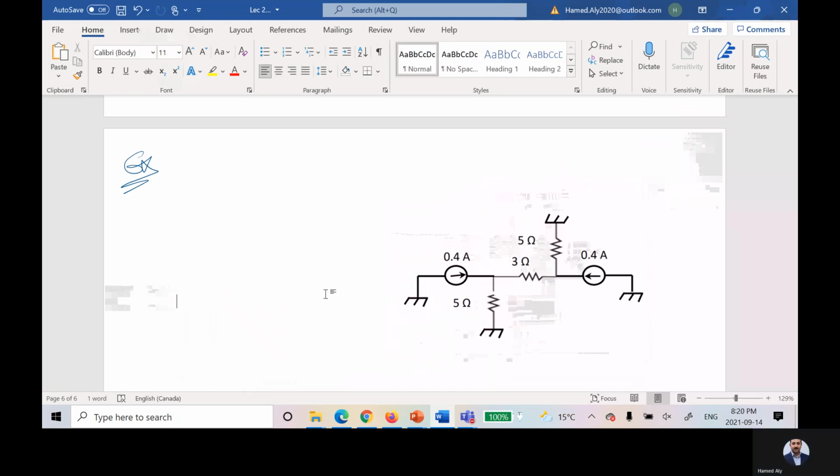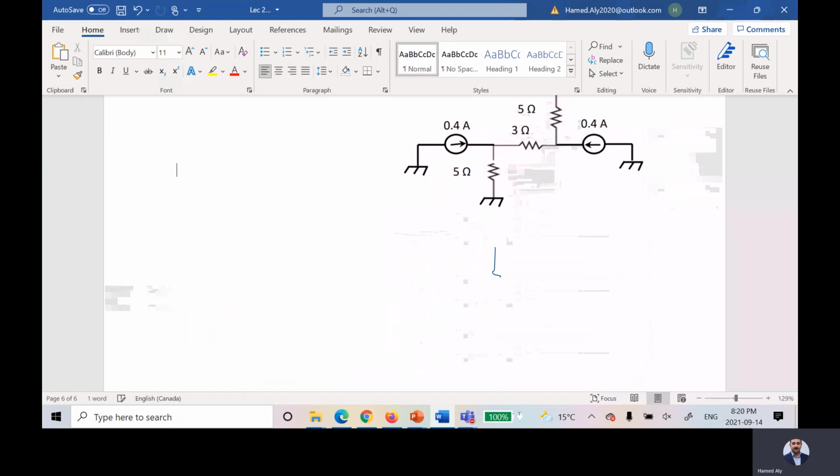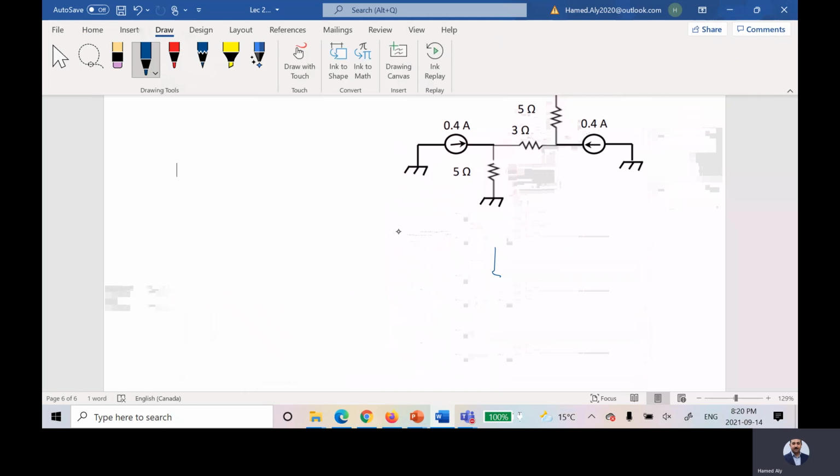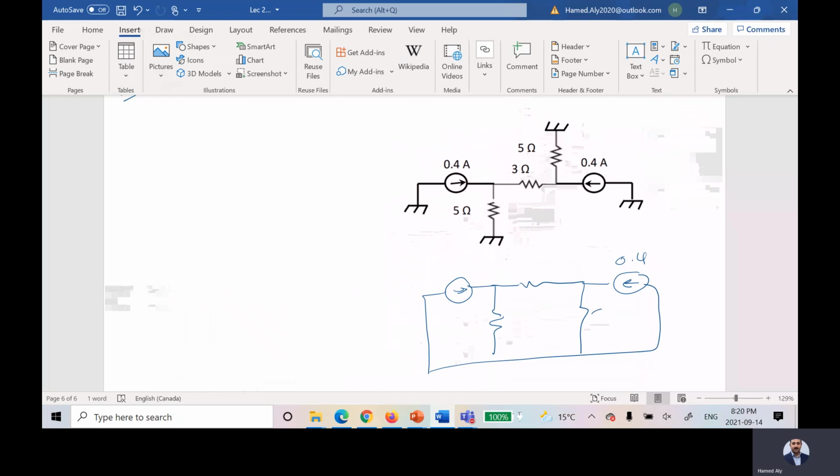So this problem looks like that. This one is 0.4. This one is 5. This is 3. This is 5. This is 0.4. Because these four points are connected together. Okay? Right, now it became very easy. What do you want? I would like to find the current in each branch.